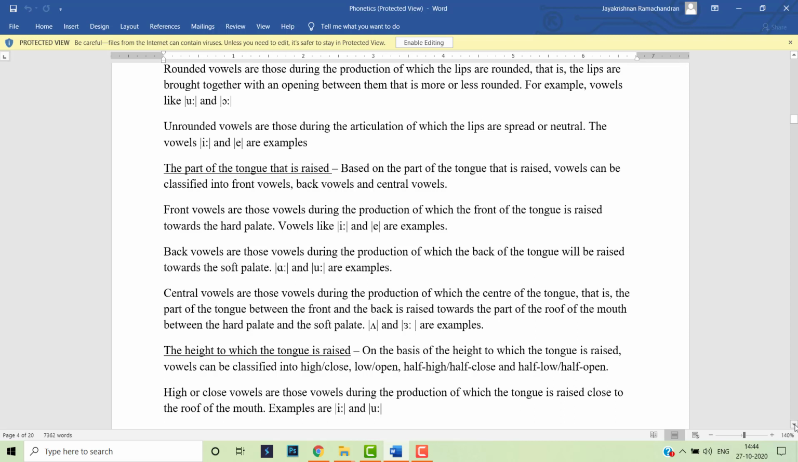Front vowels if the front portion of your tongue goes up, back vowels if the back portion of your tongue goes up, and central vowels.